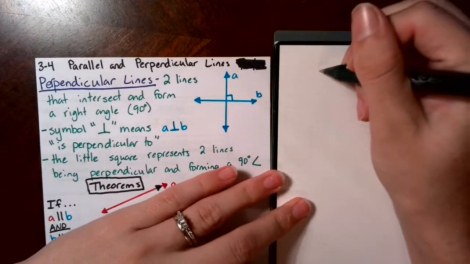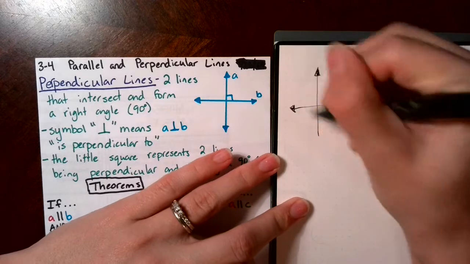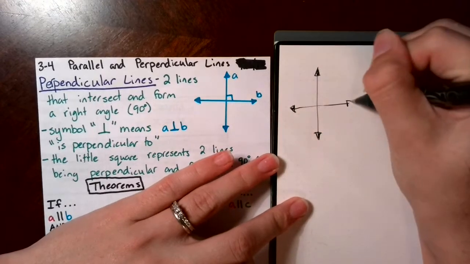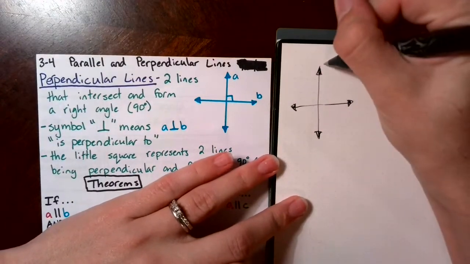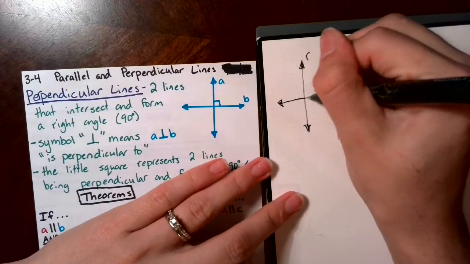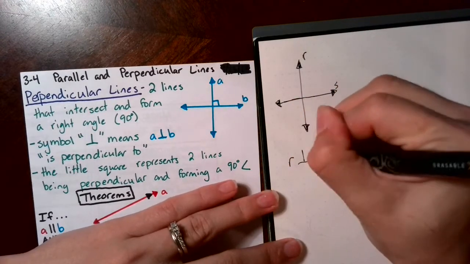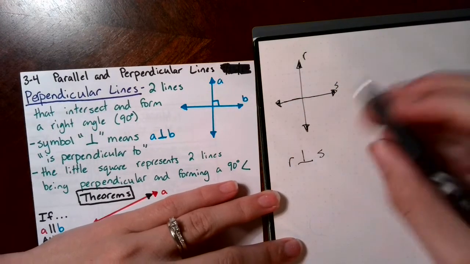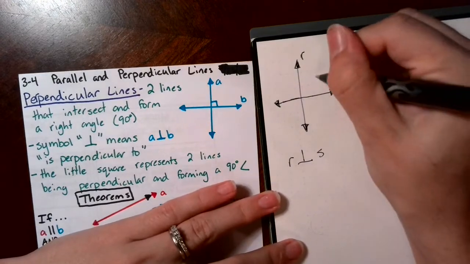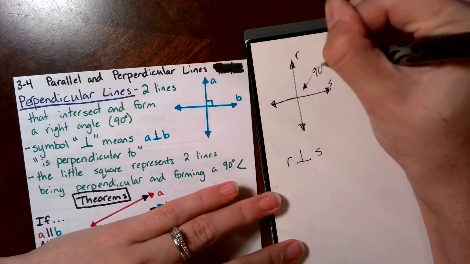For example, we've already talked about how we cannot assume 90-degree angles. So we can't assume that, let's say, R and S form a right angle here. But if the problem says R is perpendicular to S, then I know that this angle is going to equal what? It must be 90 degrees.